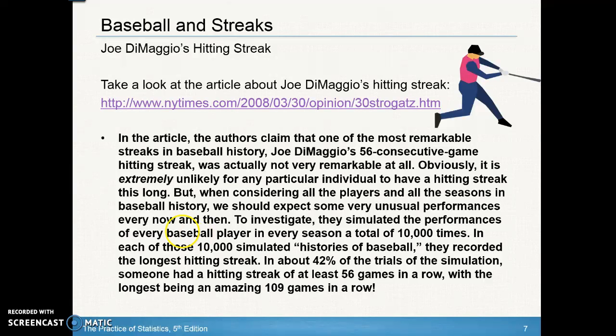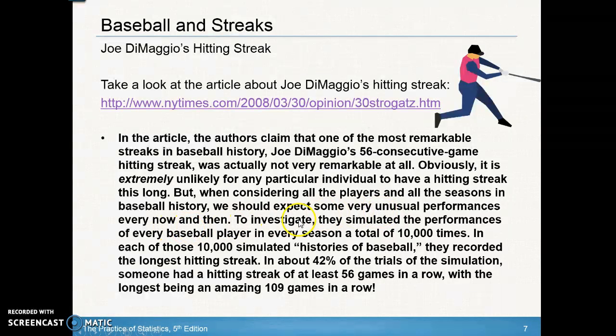All right, so let's just take a minute and look at Joe DiMaggio's hitting streak. In this article, the authors claim that one of the most remarkable streaks in baseball history was Joe DiMaggio's 56 consecutive game hitting streak. However, it wasn't very remarkable at all. Why? Obviously, it's extremely unlikely for a particular individual to have a hitting streak that long. But when we consider all the players in all the seasons of baseball history, we should expect some unusual performances every now and then.